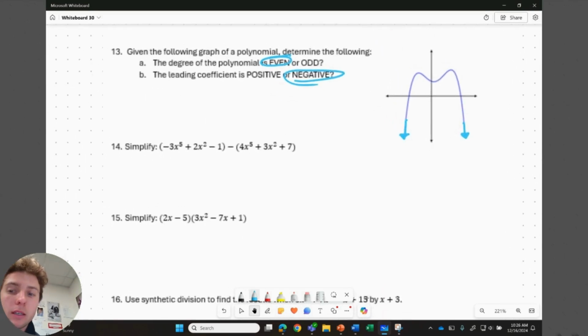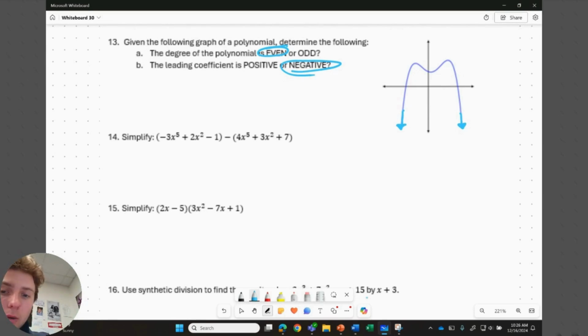Looking at 14, it just says simplify. We can do that. We can distribute our negative to the inside, negative 4x to the fifth, minus 3x squared minus 7. Remember, when you distribute a negative, all of the signs change. And then just combine your like terms. X to the fifth, you have two of them. You can combine them to give you negative 7. You can combine the x squareds as well. And you can combine these other values at the end.